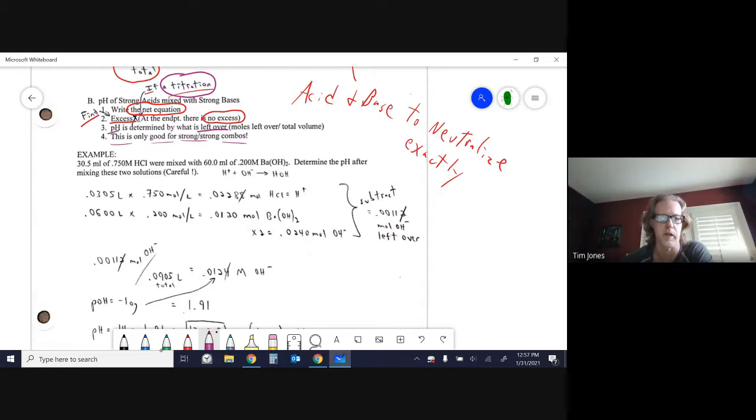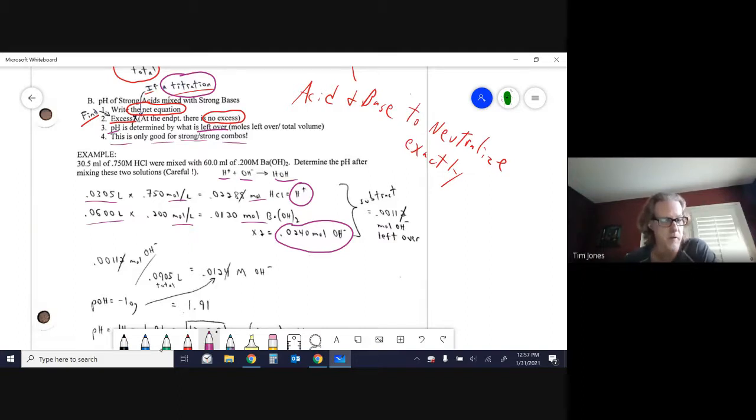So since it's a strong acid and strong base, the equation is the typical hydrogen and hydroxide forming water. What do you know? Volume, molarity, solve for moles. Volume, molarity, solve for moles. Here's my moles of hydrogen, which is the same as the moles of HCl. Here is my moles of hydroxide. That looks like it says O4, but it's hydroxide.